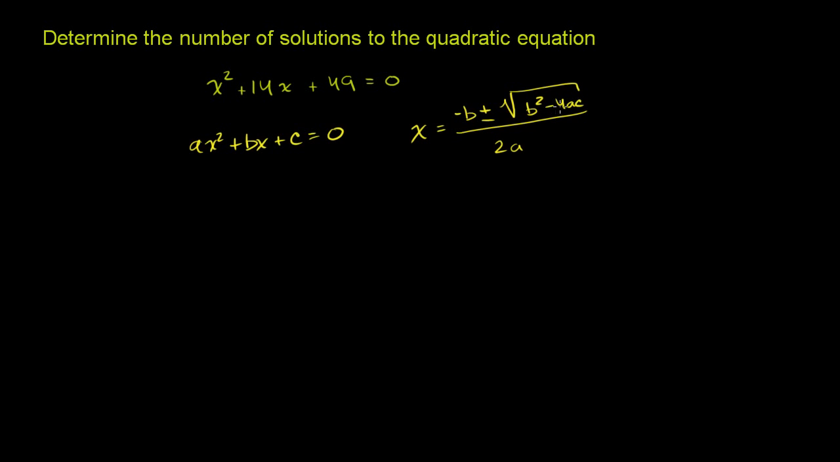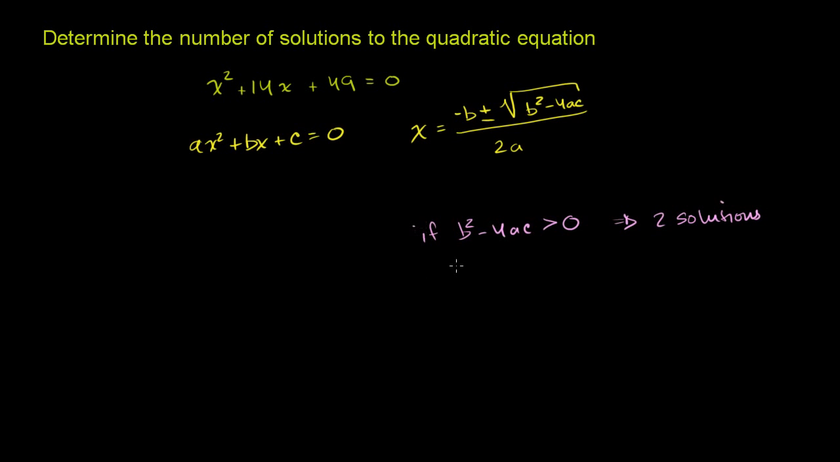If b squared minus 4ac is a positive number, so let's think about this a little bit. If b squared minus 4ac is greater than 0, what's going to happen? Well, then it's a positive number. It's going to have a square root. And when you add it to negative b, you're going to get one value for the numerator. And when you subtract it from negative b, you're going to get another value in the numerator. So this is going to lead to two solutions.